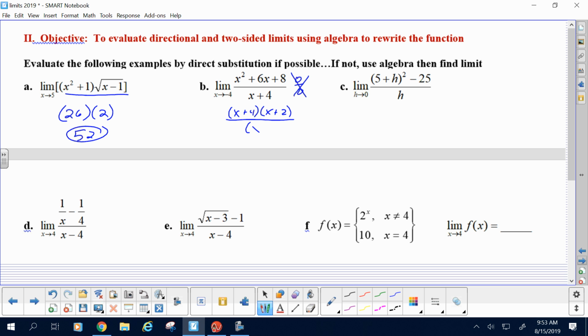If you're bad at factoring, you need to get good at factoring because that is a huge skill in calculus. Do I still write the limit? Yeah, I haven't put -4 in yet. That means I haven't done the limit yet. It's still there.